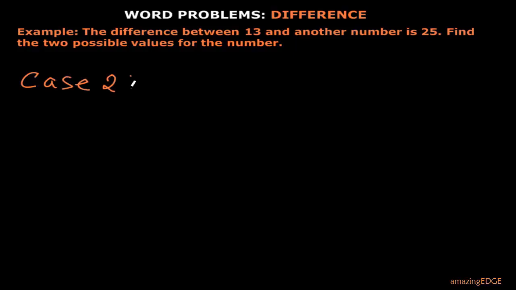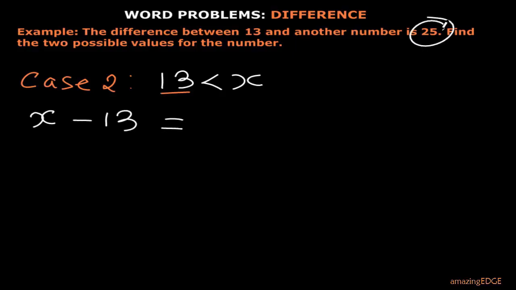Case 2 now. Remember that in case 1 we talked about when 13 is greater than x. Now let's talk about when 13 is a smaller value. 13 is less than x. So now, because 13 is smaller, we are going to subtract a small value from a big value to get the positive difference. So in that case, we have x minus 13. And the difference we are told is 25. So now, you want x to remain here.